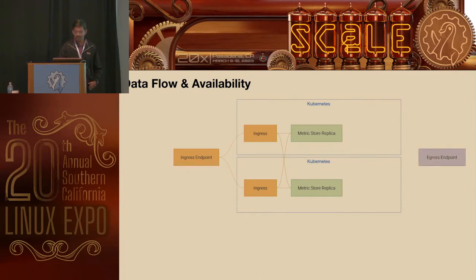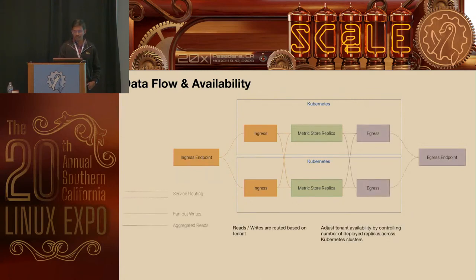And when an egress or a query endpoint tries to serve a query, the reverse is going to happen. It's going to query the replicas where it thinks that the data is available. It would dedupe, pass the data into the PromQL engine, evaluate the result, and then return it back.